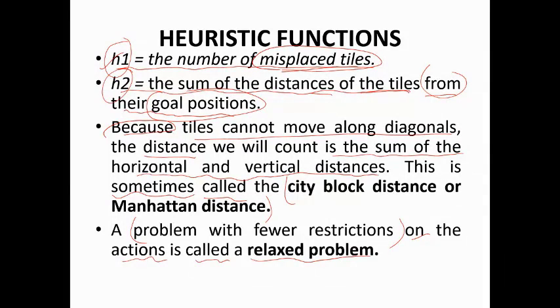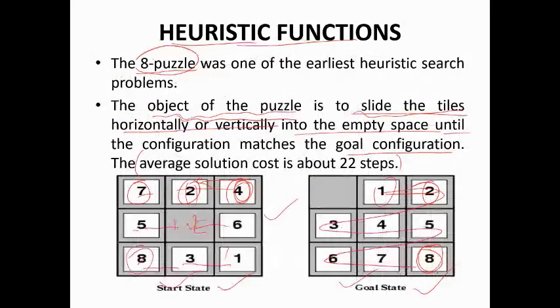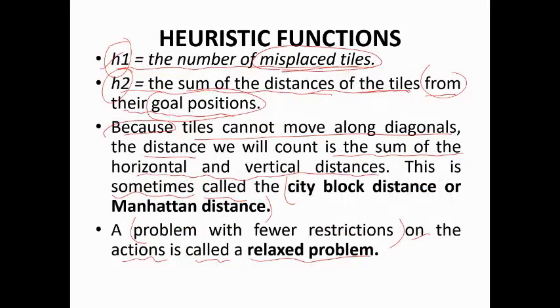In this case, because the tiles cannot move along diagonals, they can move only left to right or top to bottom. We can move this one here, or we can move here. So the sum of the horizontal and vertical distances will be the ultimate distance. This is also sometimes called city block distance or Manhattan distance. A problem with few restrictions on the actions taken by the agent is called a relaxed problem. So we can sometimes relax the problem by removing some of the restrictions within the problem.